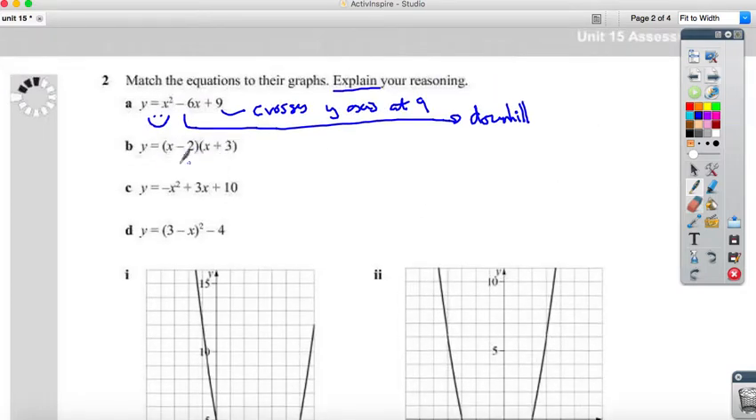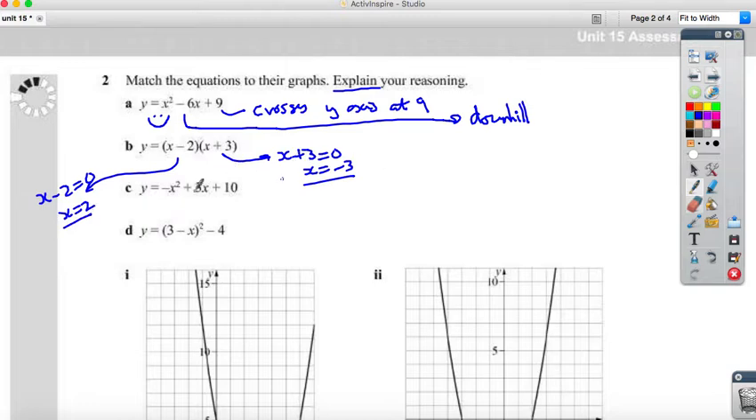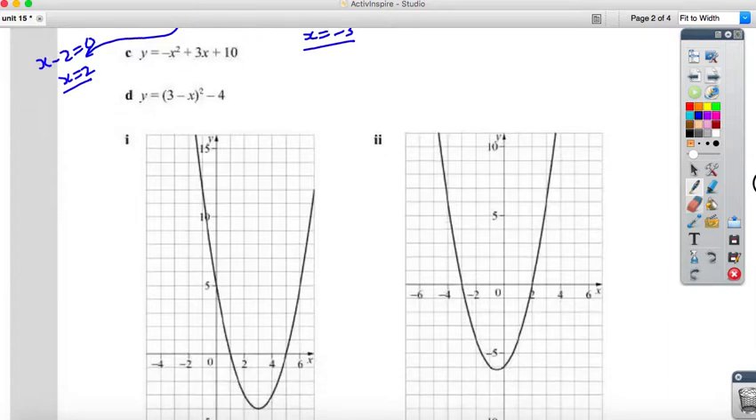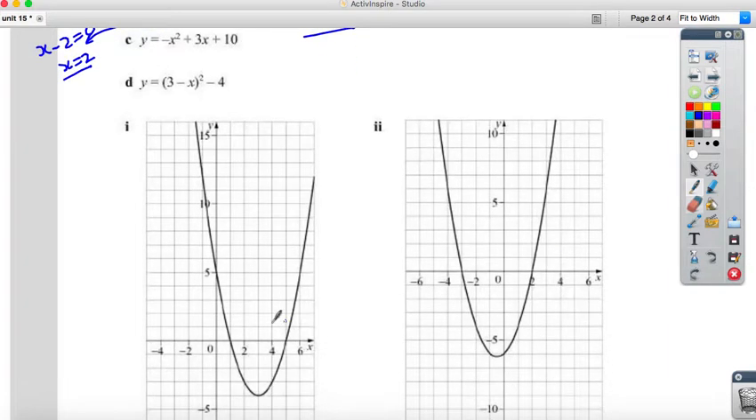Here, these two things tell you two places where it crosses the x-axis. You write it as x plus 3 equals 0 is where it crosses the x-axis. Solve it, move the plus 3 across, x is minus 3 is one answer. And here, x minus 2 equals 0, move the 2 across, x equals 2. So this is where it crosses the x-axis. So we'll look for a graph that crosses the x-axis at 2 and minus 3.